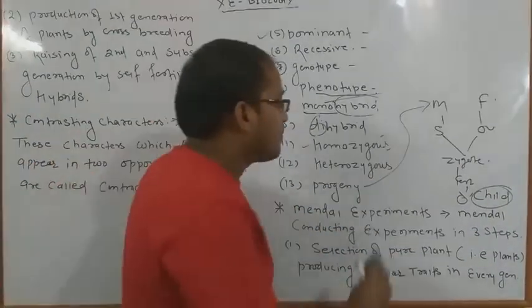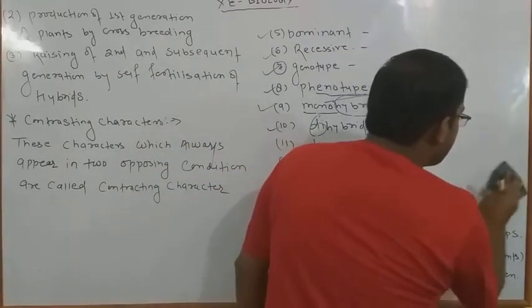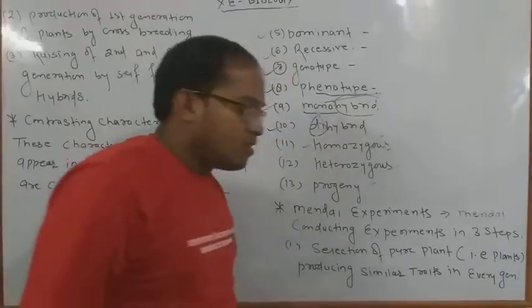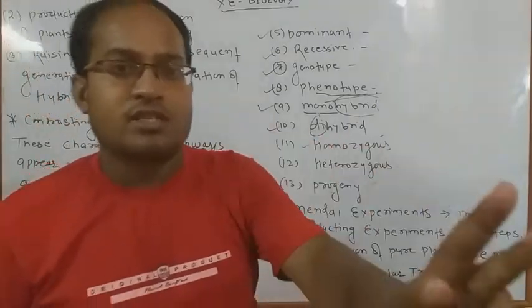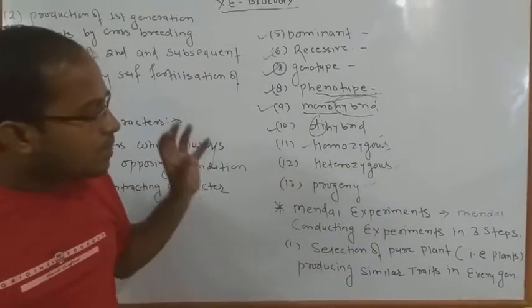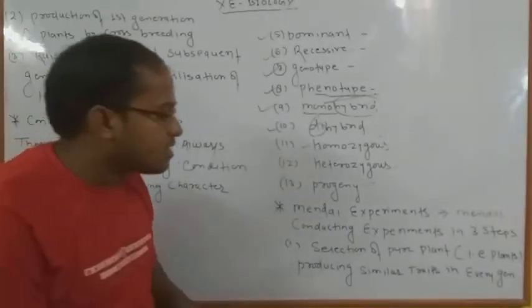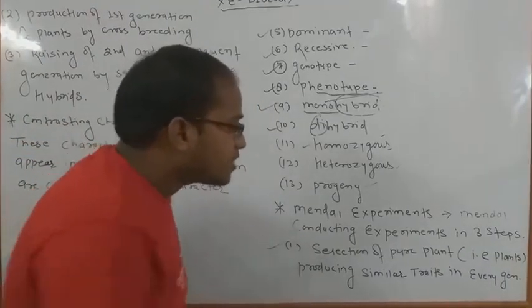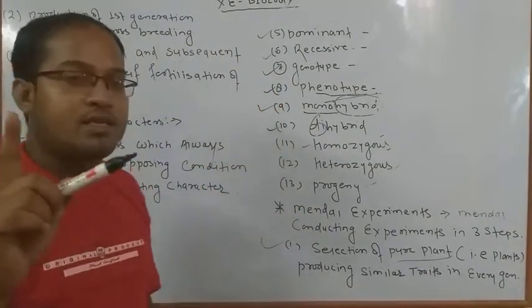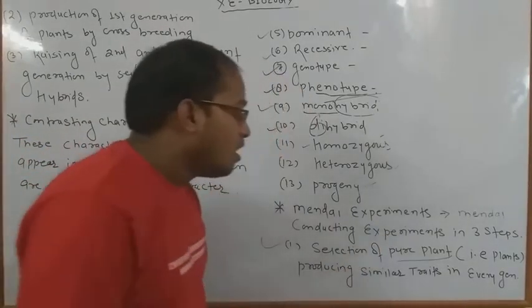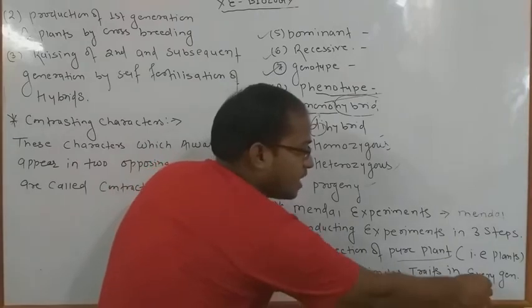Okay, so apart from that we have discussed the 13 points of Mendel's experiment. After that we are going to discuss that Mendel's experiment was done in three special steps. What were the steps? Mendel's experiment was generally done using three proper steps, and the first step is the selection of pure plants. What is the meaning of pure? I think you all have a doubt about the meaning of a pure plant. Selection of pure plants means plants producing similar traits in every generation.